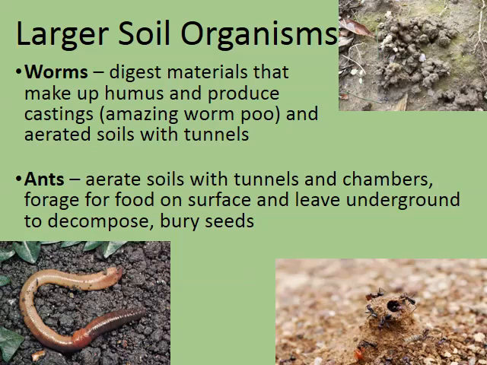The larger soil organisms are your worms and your ants. Worms are absolutely amazing. They digest basically the nutrients in the soil and they poop it out. If you look here in the upper right hand corner, this is worm poop. We call it castings. And what worms also do is they aerate the soil with their tunnels, and that provides space for water and for air to travel to get to the roots. Ants are the same thing. They aerate their soils with tunnels and chambers. And what they also do is they take food from the surface and leave it underground, and it can either decompose or seeds end up growing from being buried by these ants.